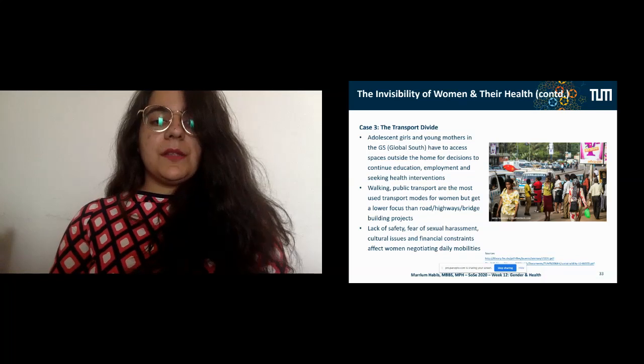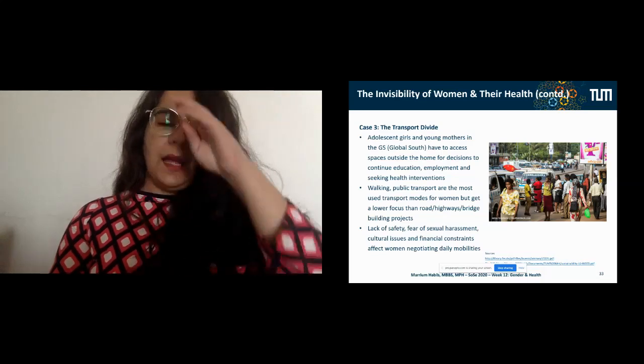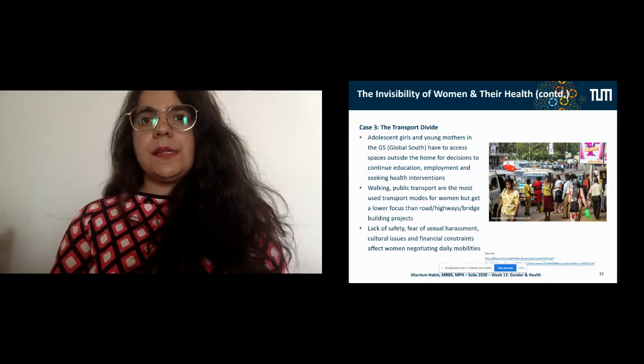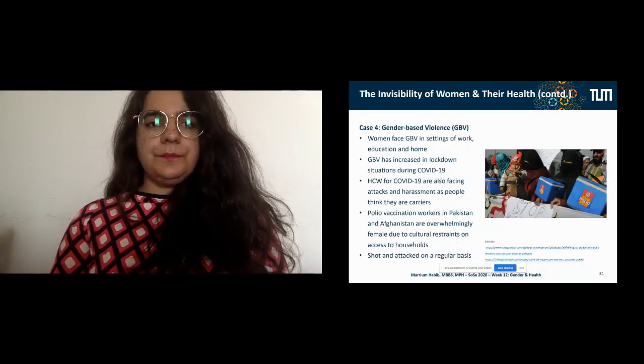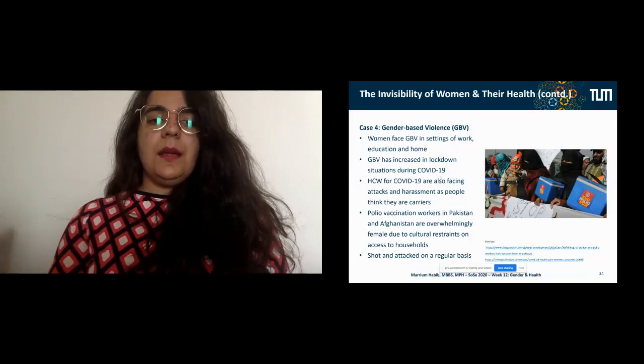Women also have a lack of safety, a fear of sexual harassment, and they have cultural issues and financial constraints that affect their daily mobility. And in the end, this gender concept also affects the way women make health promoting choices and the way women approach health. Gender based violence is a big concern in many settings.